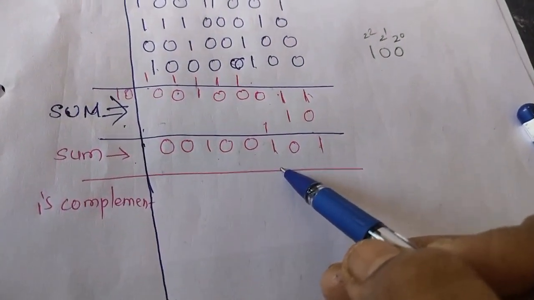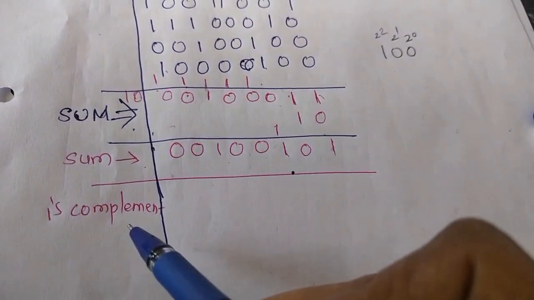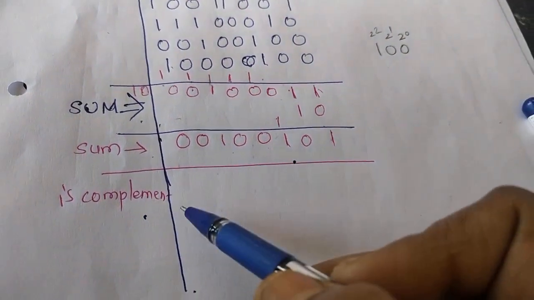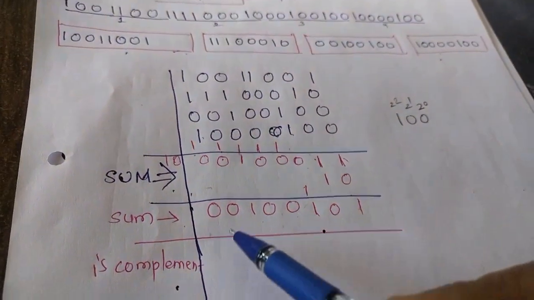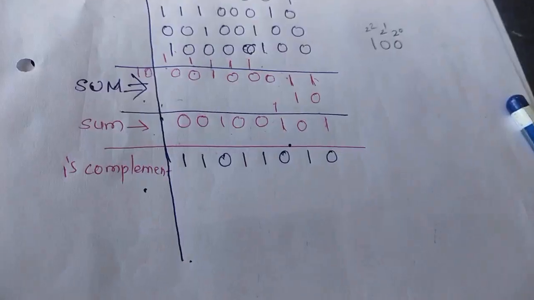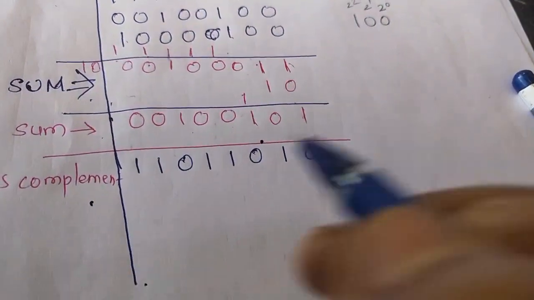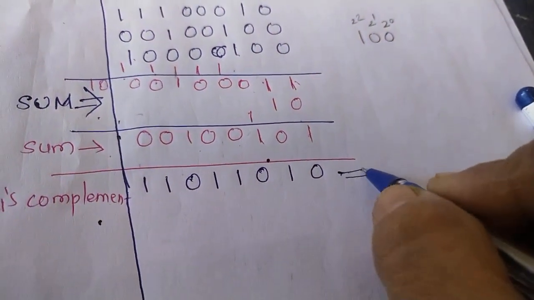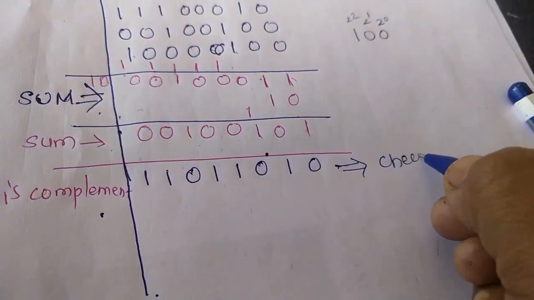After getting this sum, what will be the next step? We will take the ones complement of it. Ones complement is what? The 1 will become 0 and 0 will become 1. And the result is called the checksum.